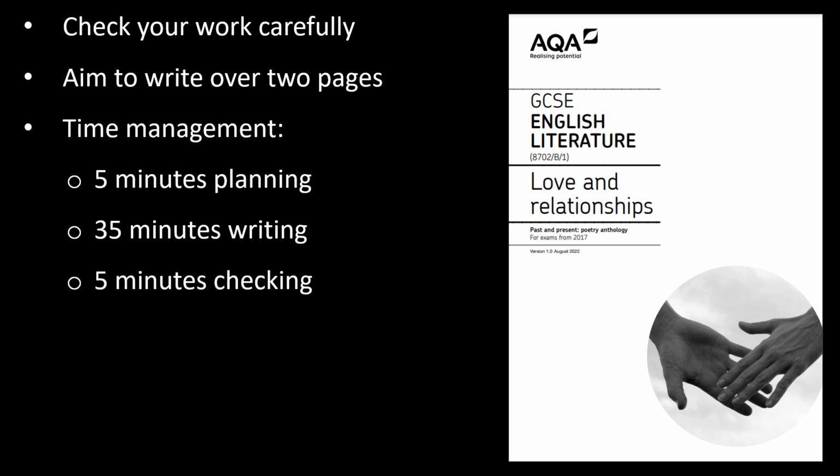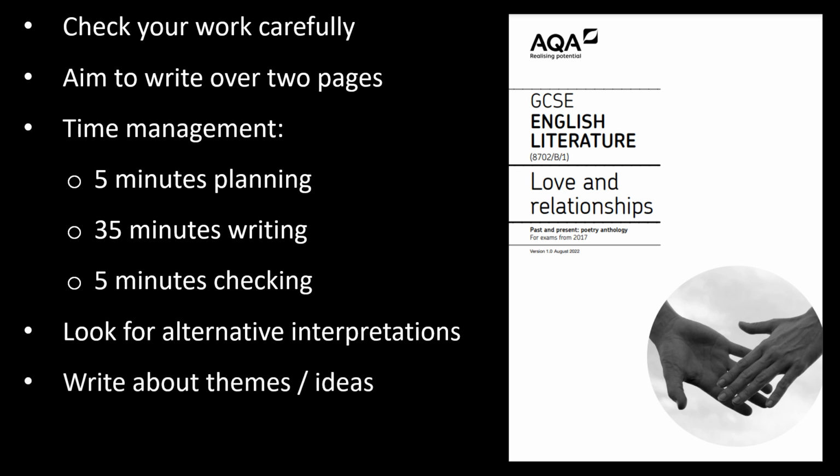Divide the 45 minutes as follows: 5 minutes for note making, 35 minutes writing the answer, 5 minutes checking. The best answers will likely consider alternative interpretations of the poems. The best answers will definitely discuss the poem's themes and ideas. Ask yourself, what does the poem say about love relationships or family relationships?